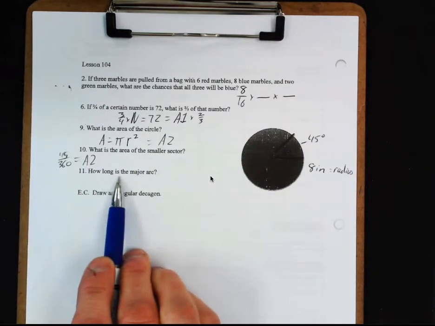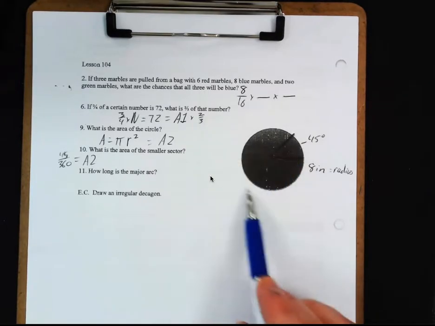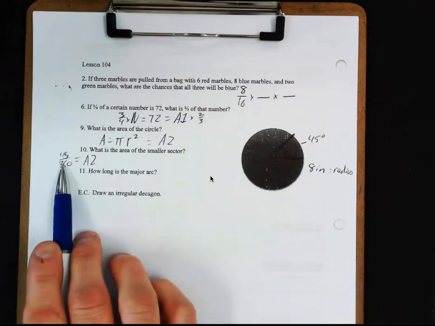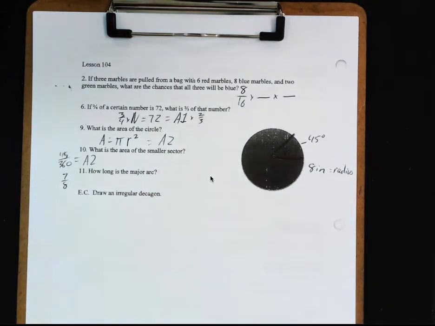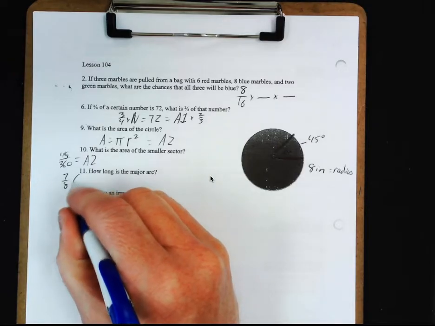Number 11, it says, how long is the major arc? Remember, little guy, minor arc, big guy, major arc. And so now we're just doing the opposite, guys. You already did the work for this. This was 1/8. That tells you the major arc is 7/8. It's 7/8 of what? 7/8 times your circumference.